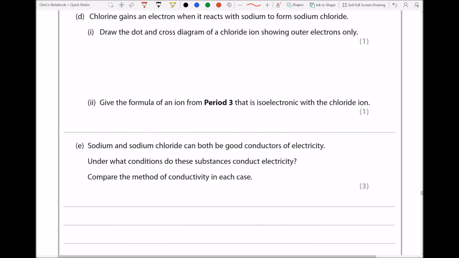Okay, so you've got part D. Part D says chlorine gains an electron when it reacts with sodium to form sodium chloride. Draw the dot cross diagram of a chloride ion showing outer electrons only.